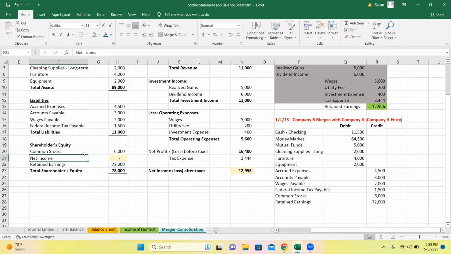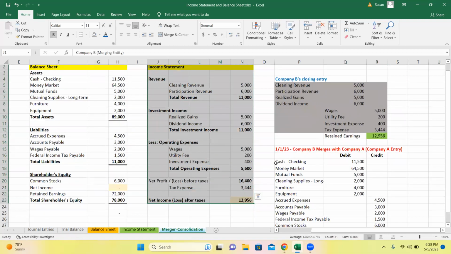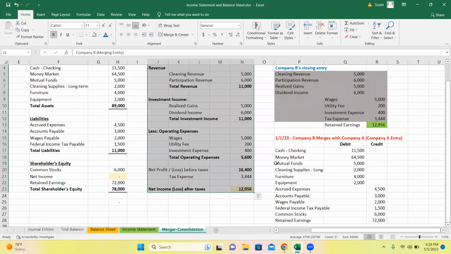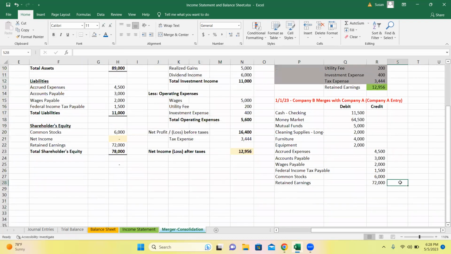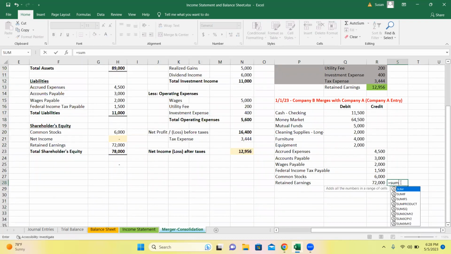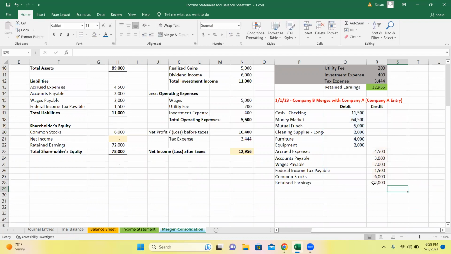And there's not going to be any net income because you're not factoring any P&L into company A. You're only taking the balances of everything and putting it to company A since we already closed P&L. So you could do a double check, a validation, to make sure your debits equal your credits. Okay, so now this is going to be the merger entry.